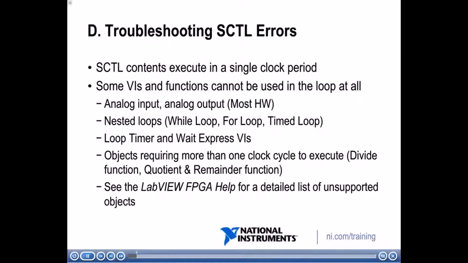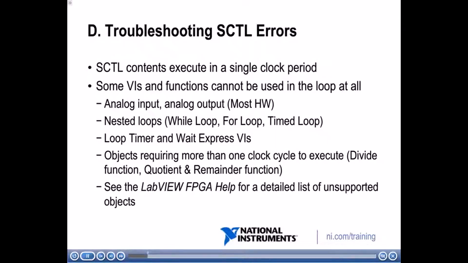So some VIs and functions can't be used in that loop at all, right? Because some VIs and functions are not going to be able to execute within a single clock period. For example, if you take a look at analog input and analog output, most analog input and output hardware is going to take multiple clock ticks to be able to either read that analog input or output something to an analog output. So we saw earlier the 9211, it takes 70 milliseconds for the conversion rate. So because it takes that long and it won't be able to happen within a single clock period, those types of functions can't be inside the loop. Now, digital inputs and outputs, on the other hand, can usually execute within a single clock tick. So those you can put inside single cycle time loops.